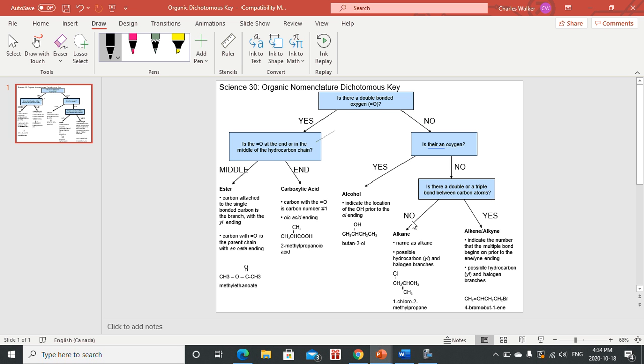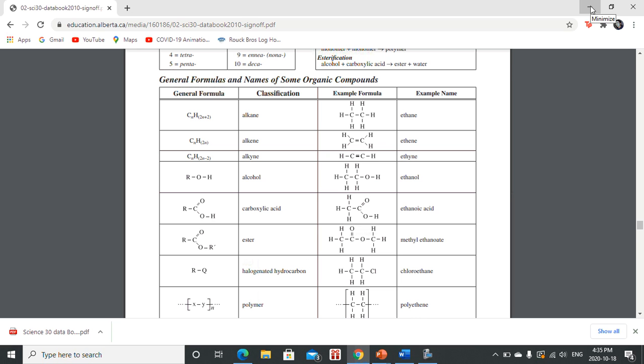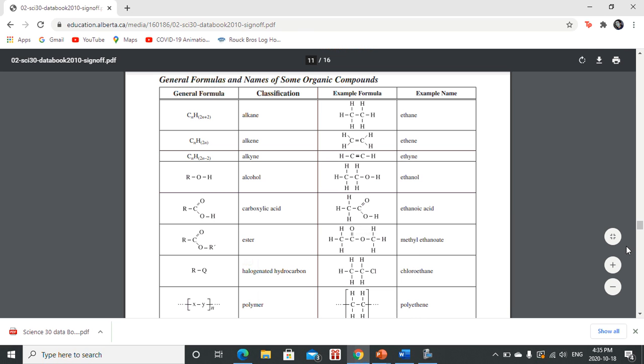Is there no double bonded oxygen? Well, what if there is still an oxygen? Well, then it's going to be an alcohol. What if there's no oxygen? Well, then it could be an alkane, an alkene, or an alkyne. And again, you might still have some of these halogenated organic compounds that are stuck in there as well. So use that. Again, this is your data booklet that you have.